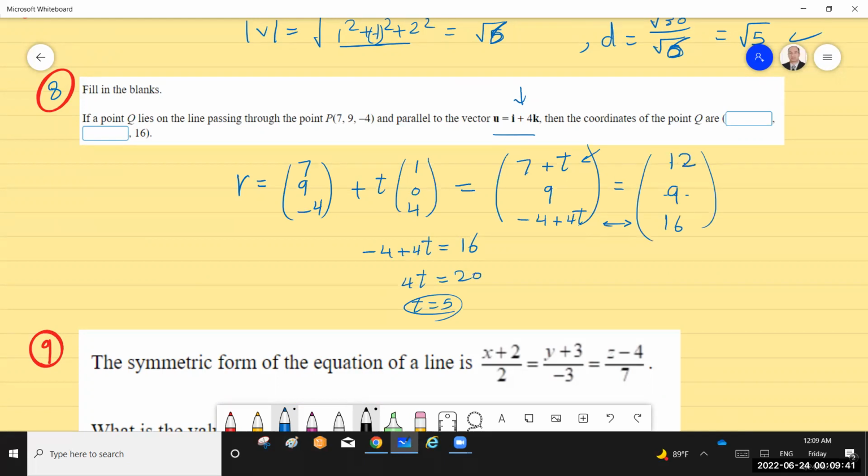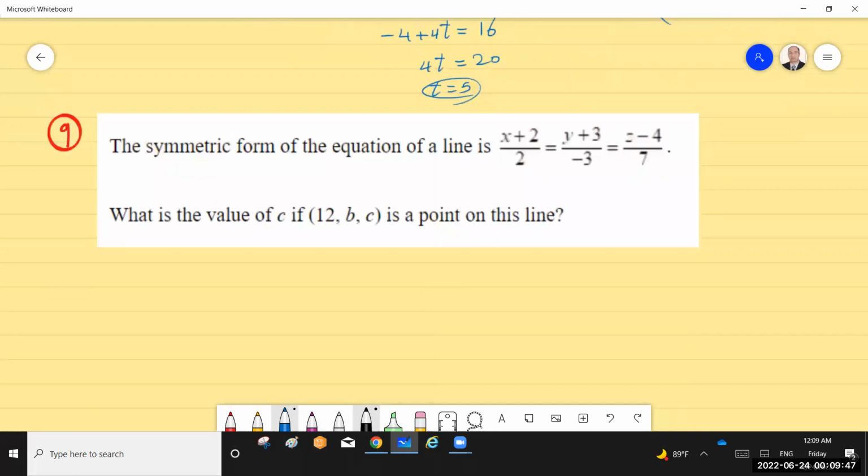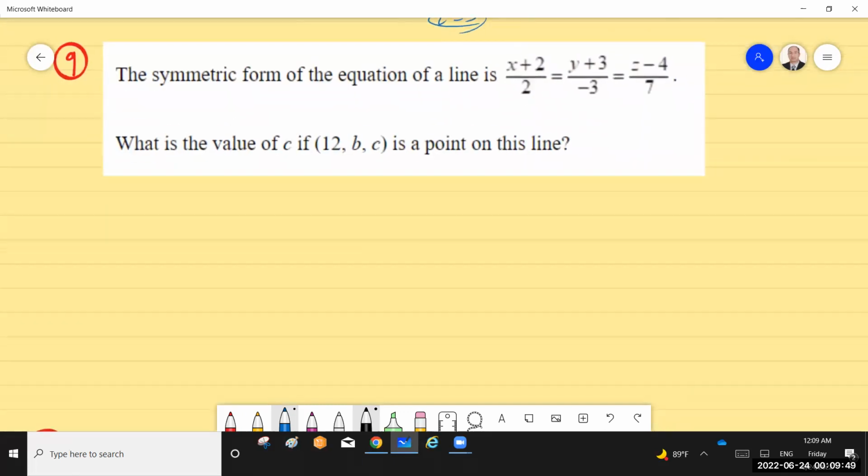This 9 is a fixed number, okay? Because the direction vector here includes i and k only, j is 0. The symmetric form of the equation of a line is (x plus 2) over 2. Given what you see now, what's the value of c if (12, b, c) is on this line?